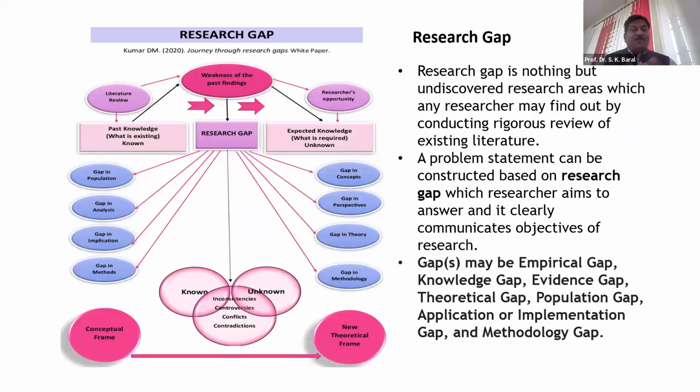So these are the possible research gaps. Gaps may be in population, in analysis, in implications, in methods, in concepts, in perspectives, in theory, and in methodology also. These are the possible gaps when you are studying different literature, journals, books, and websites. These are the areas where you can locate the research gap. So a research gap is nothing but an undiscovered research area which any researcher may find by conducting a rigorous review of the existing literature.